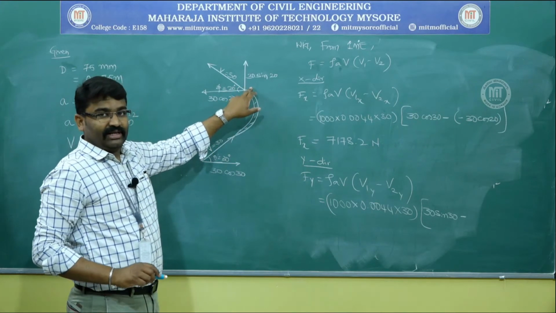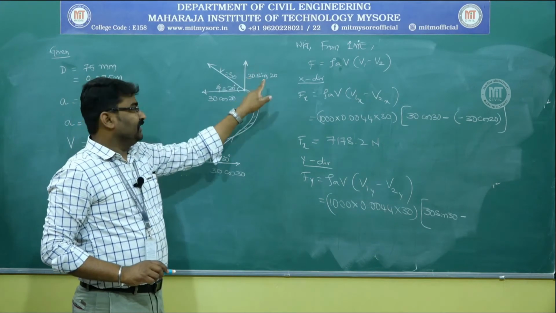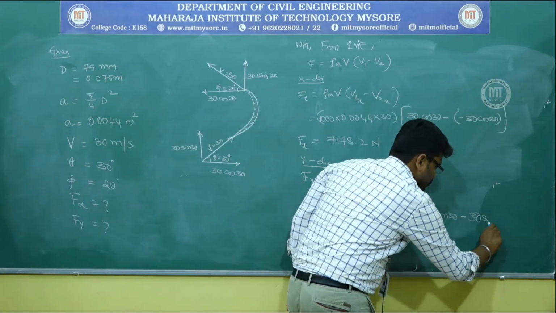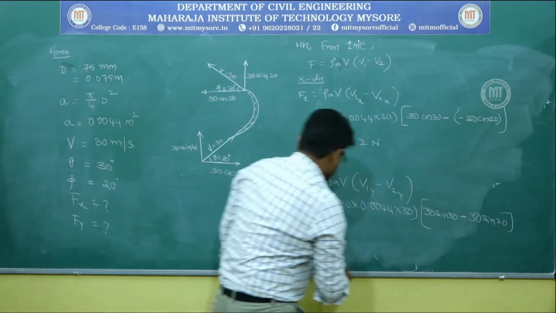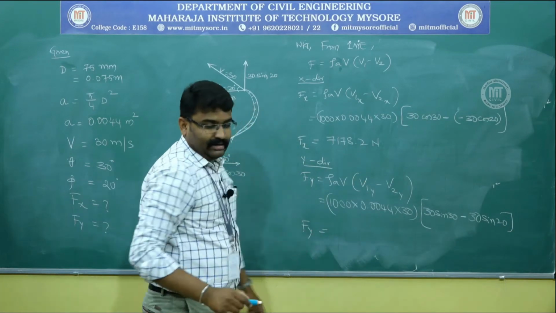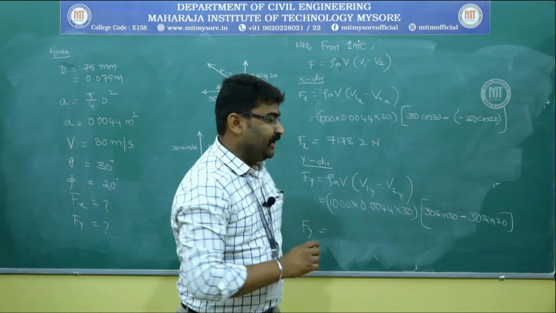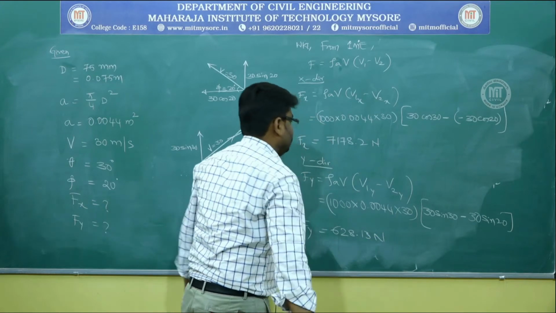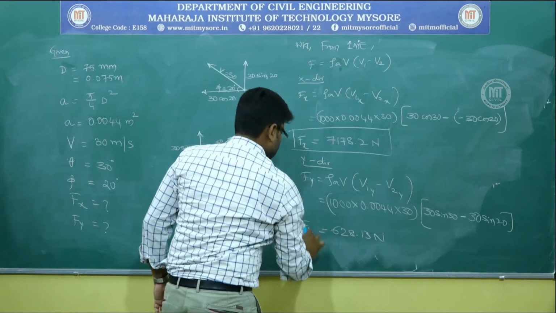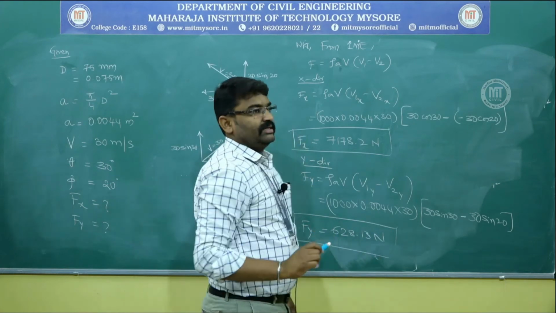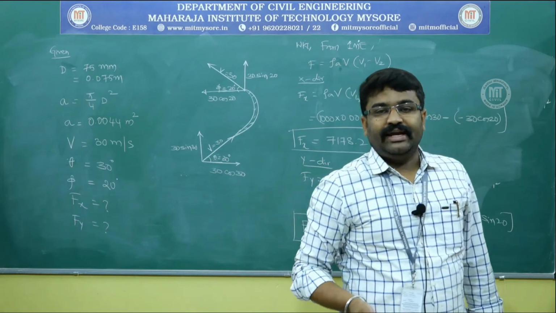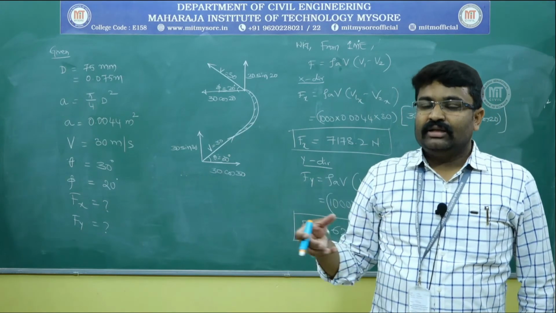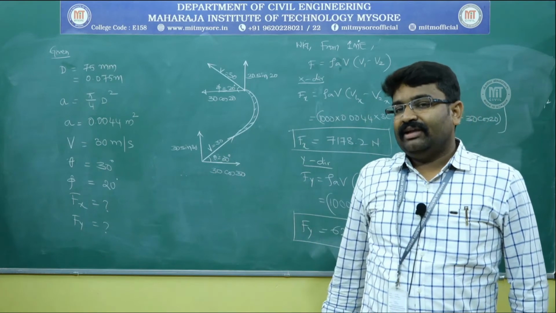What is V2? The final velocity in y direction, again in the positive y direction, but the magnitude is 30 sin 20. On simplification, you will get Fy as 628.13 Newton. These are the two things that were asked in the problem. This kind of problem will be asked for 8 to 10 marks. I hope you have understood these two problems, which cover the numerical problems on the derivations that I had done in the previous class.